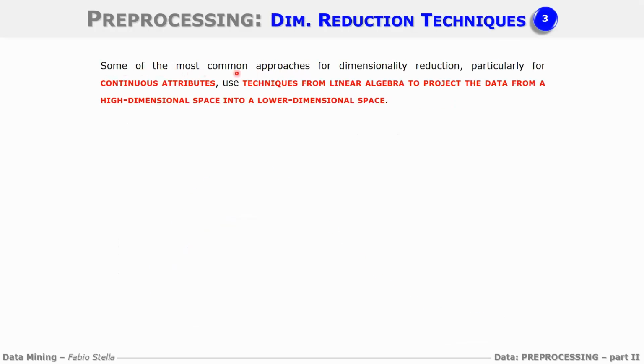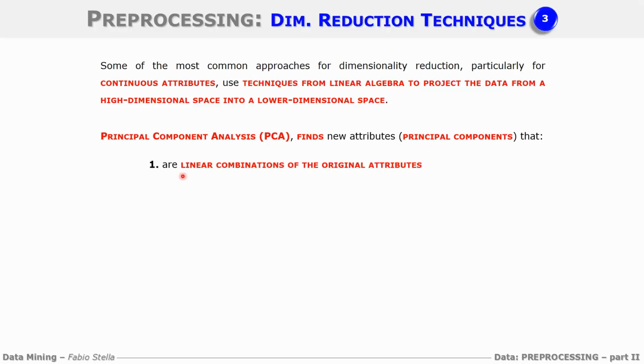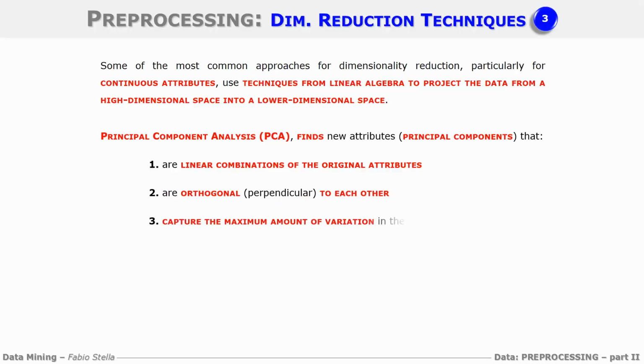Some of the most common approaches for dimensionality reduction, particularly for continuous attributes, use techniques from linear algebra to project the data from a high-dimensional space into a lower-dimensional space. Principal component analysis, also known as PCA, finds new attributes, the so-called principal components, that are linear combinations of the original attributes, are orthogonal, so they are perpendicular to each other, and are such as to capture the maximum amount of variation in the data.